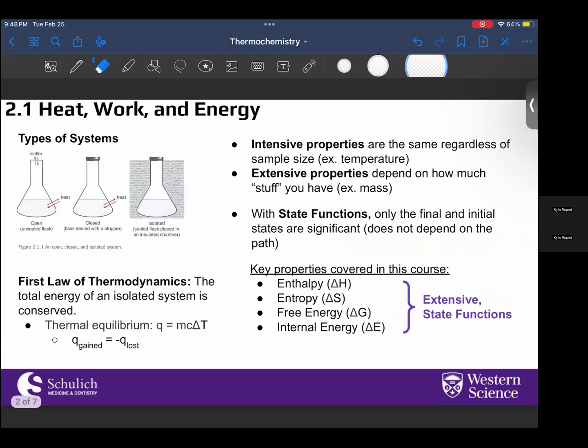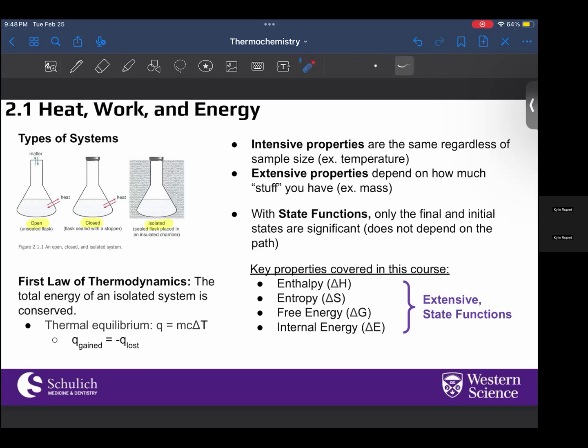All right, so starting off with 2.1, which covers heat, work, and energy. So here we're going to be looking at a little bit more conceptual stuff as opposed to calculations. And the first thing that you're going to want to understand is the three different types of systems. So we have open, closed, and isolated.